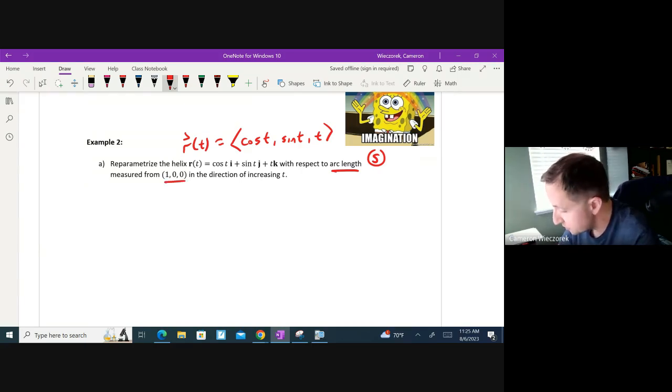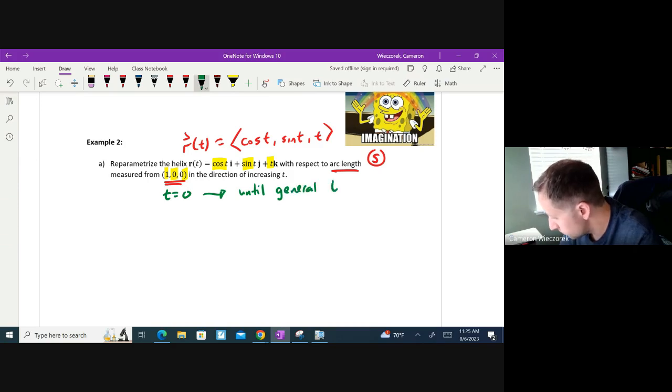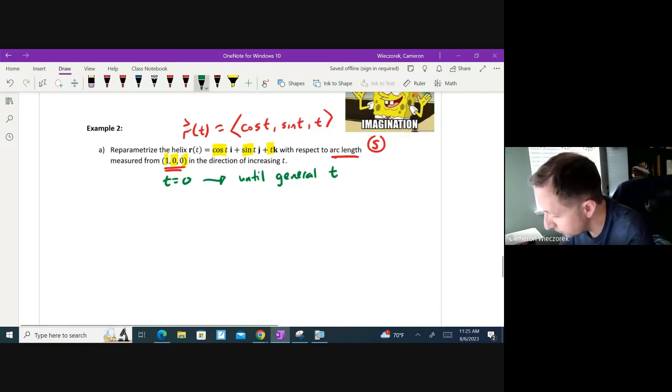First thing I'm going to do is just figure out what value of t would indicate the point 1, 0, 0. Just using a little bit of deduction here, if cosine t equals 1, sine t equals 0, and t equals 0, well then the z component gives it away. It means we're starting at t equals 0. It does not tell us where to stop, so that means that we're going to be going until general t. We're not stopping at t equals 5 or t equals pi. We're just going to create this arc length function, s of t.